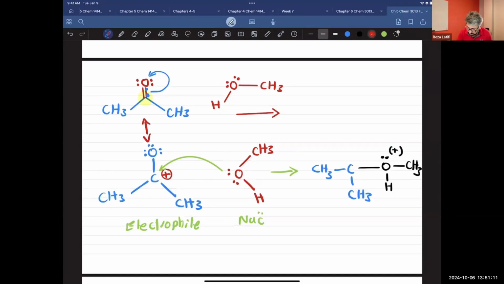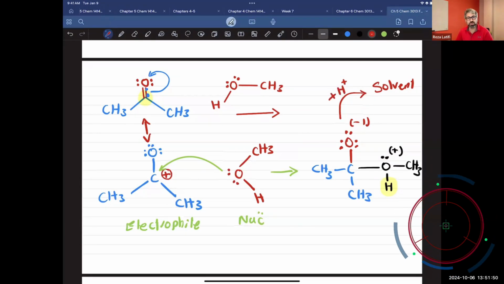Now check the last oxygen. The last oxygen has 3 lone pairs, so this one will be -1. We have 2 oxygens: one is positive, one is -1. This hydrogen will be taken by the solvent, so the hydrogen can be removed. The solvent can donate hydrogen to this. I should draw the arrow the opposite way, or that oxygen is going to take hydrogen from the solvent. So it will get hydrogen from the solvent to turn into an alcohol.